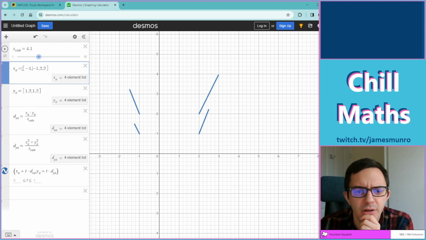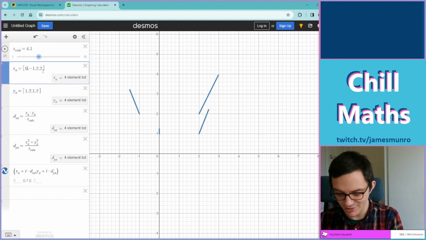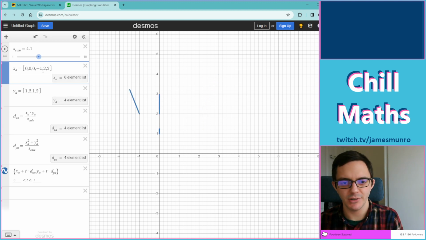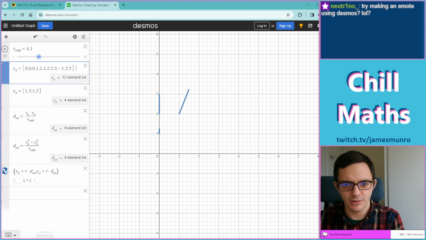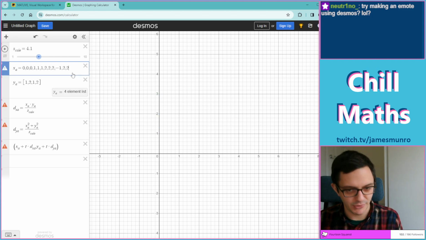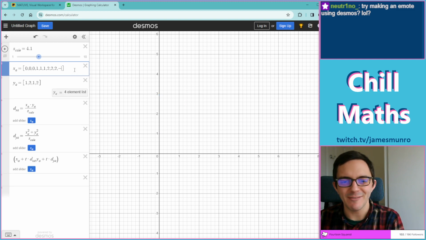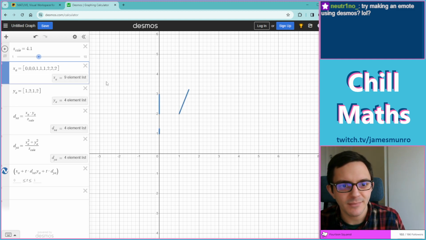So what do I want? I want this to be something like 0, 0, 0, 1, 1, 1, 2, 2, 2. So the stupid way to do that is to type 0, 0, 0, 1, 1, 1, 2, 2, 2. I saw people in chat doing Advent of Code, and that stuff's way beyond me.